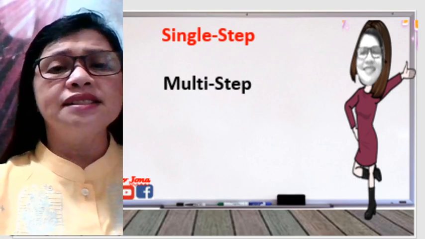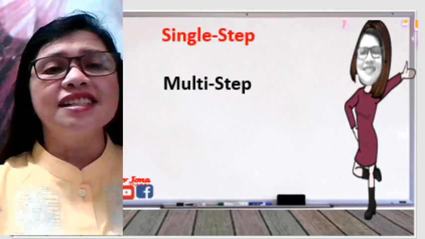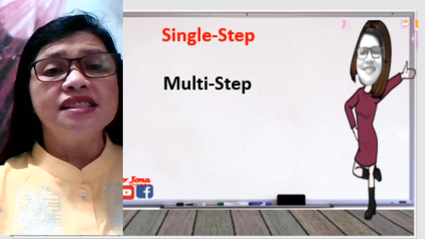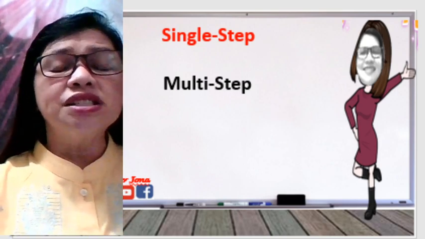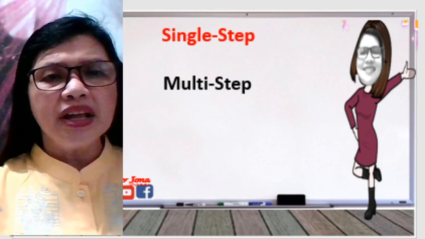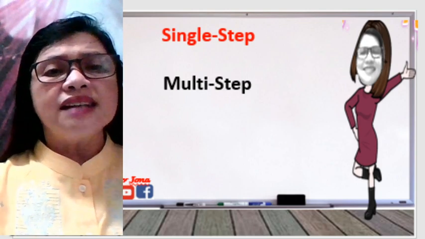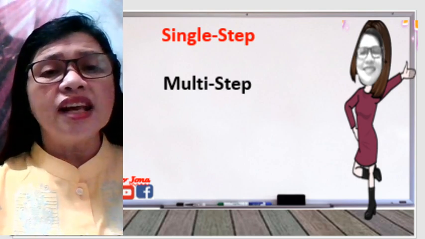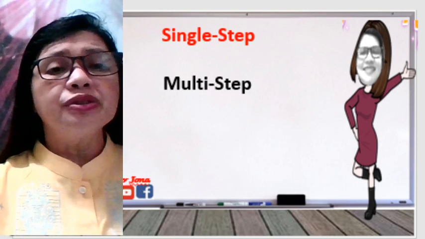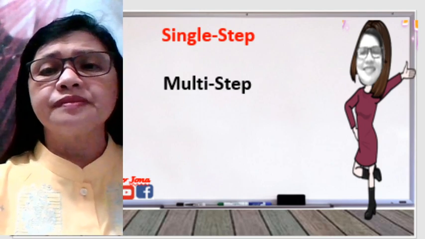While the multi-step approach is a little bit longer than the single step, and it is being prepared normally for merchandising business. What is a merchandising business? Well, it is a type of business wherein the company would buy goods as it is, and they would sell it as it is with no production. They won't change the item itself.